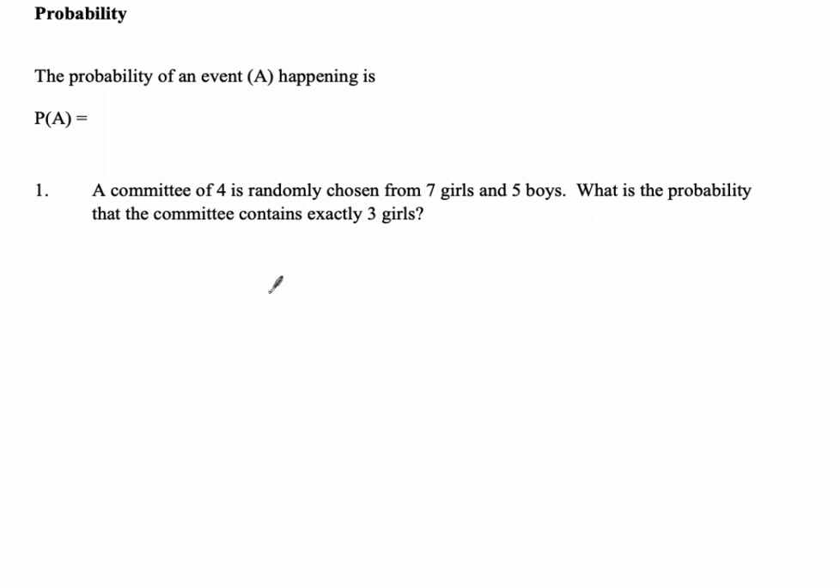Okay, let's look at this last example. A committee of 4 is randomly chosen from 7 girls and 5 boys. What's the probability that the committee contains exactly 3 girls? So if it contains exactly 3 girls, that means we choose 3 girls from a group of 7, and then we choose 1 boy from a group of 5.